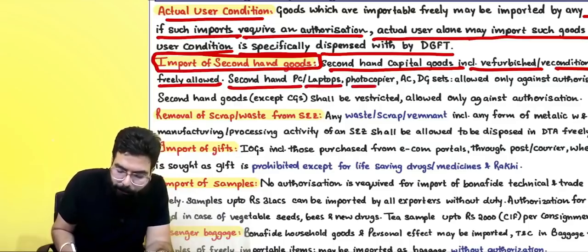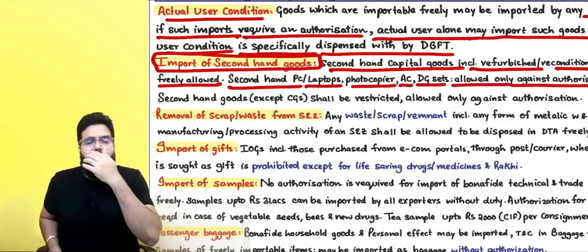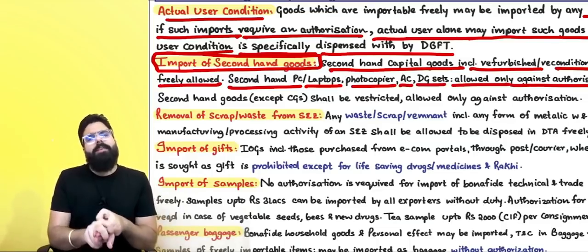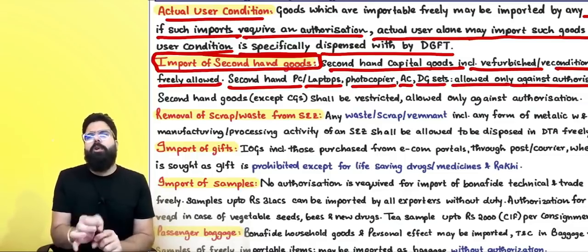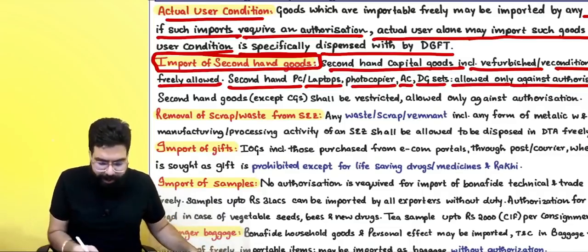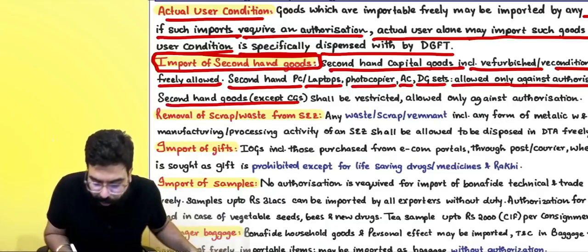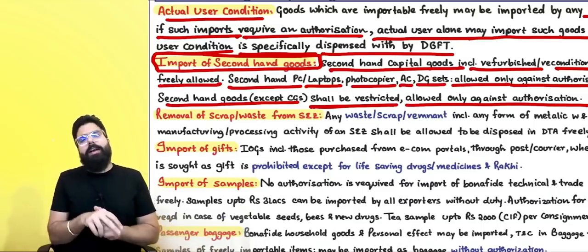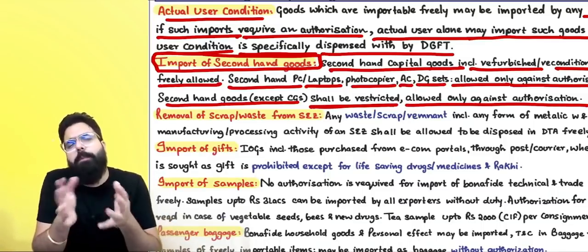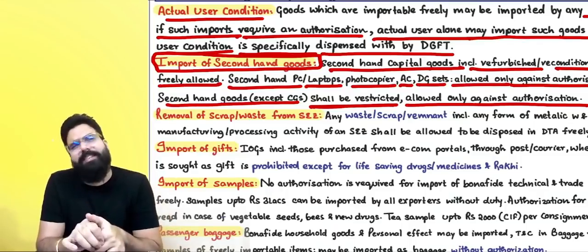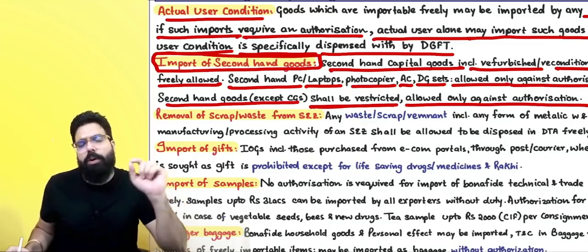Second-hand PCs, laptops, photocopiers, AC, DG sets are allowed against an authorization. Means if you want to get a second-hand laptop, photocopier, AC, DG set, then they are going to allow you, but you have to take an authorization from the Director General of Foreign Trade. Second-hand goods, except capital goods, shall be restricted and only allowed against authorization. Other than capital goods, second-hand inputs you can get into India, but that is restricted. You have to take an authorization, only then you can get it.